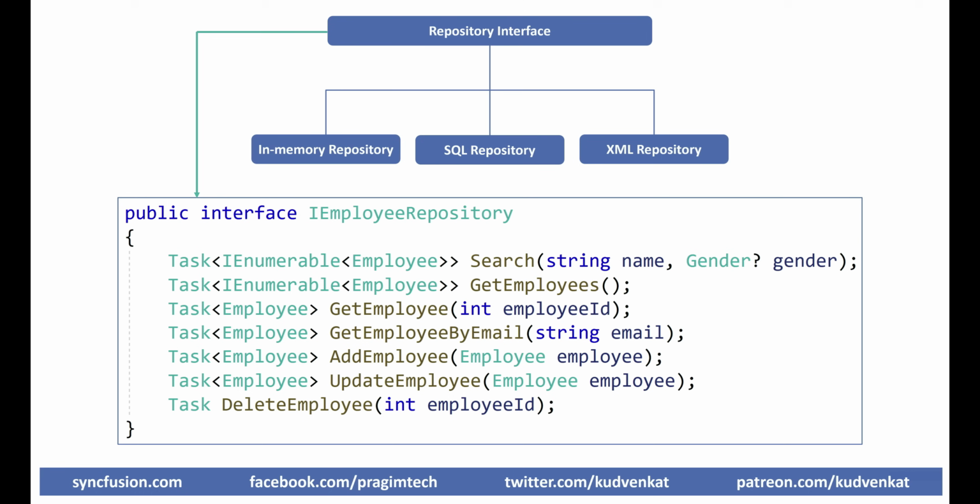We want this employee repository to support all these operations. Search employees by name and gender, get all the employees, get a single employee by ID, get an employee by their email address, add a new employee, update and delete an employee. The details of how these operations are implemented are in the repository class that implements this IEmployeeRepository interface.